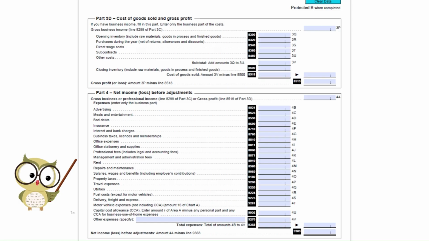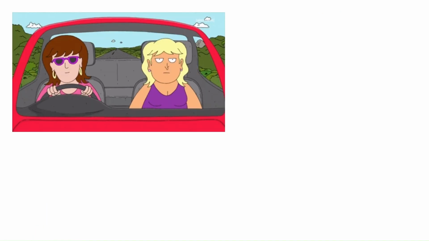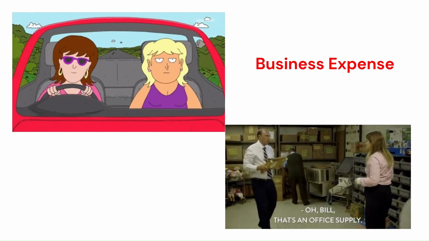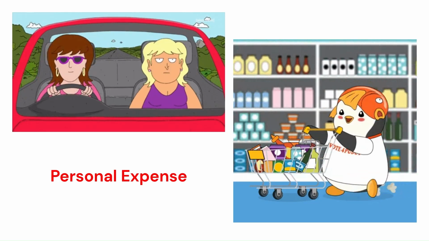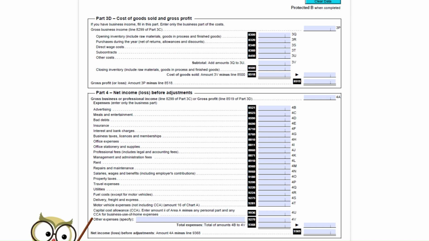One of them is travel and vehicle expenses. But make sure to keep a mileage log, as only the business portion of your driving is eligible. So if you're driving to meet a client, or to buy business supplies, that's a business expense. But if you are driving to buy groceries, then that's personal. If you have any other expenses that are not listed in this section, then they can be entered below here under other expenses. There is one more expense that you will see here, which is CCA.